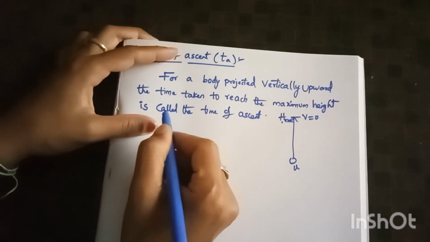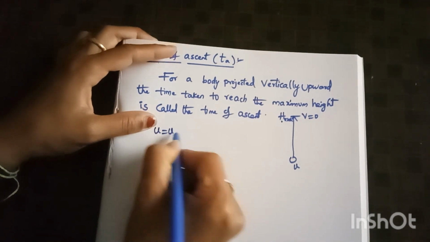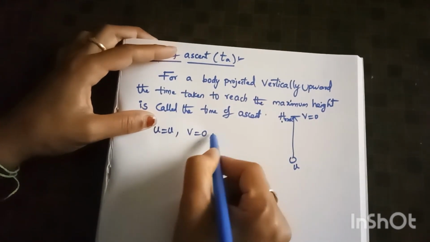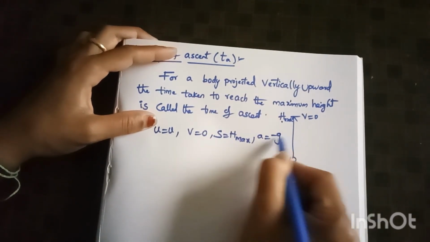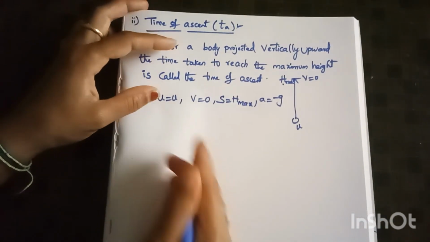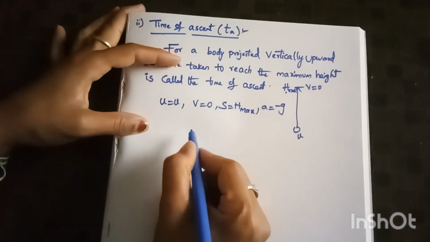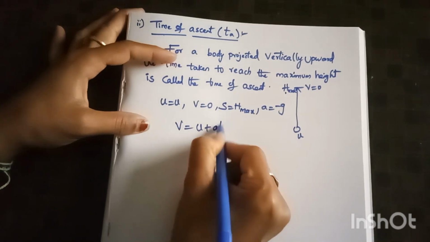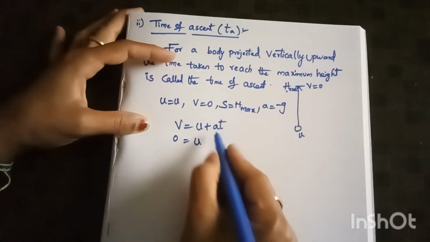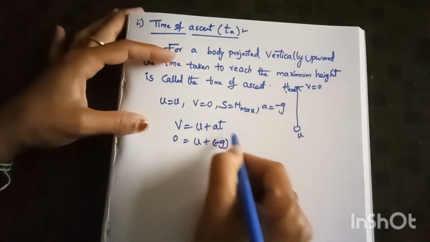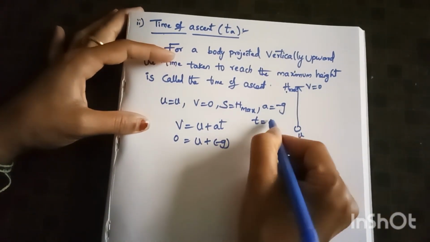To derive an expression for time of ascent, we take the parameters: u equals u, v equals 0, s equals h maximum, and a equals minus g, because we are projecting vertically upward here. We use v equals u plus at. Here v is 0, u is u, and a is minus g. Here t is the time taken by the object projected vertically upward to reach the maximum height, so t equals Ta.